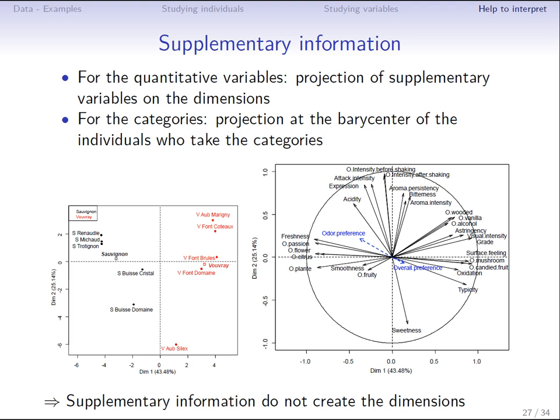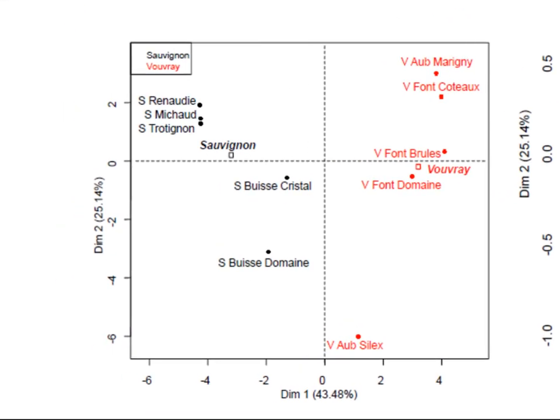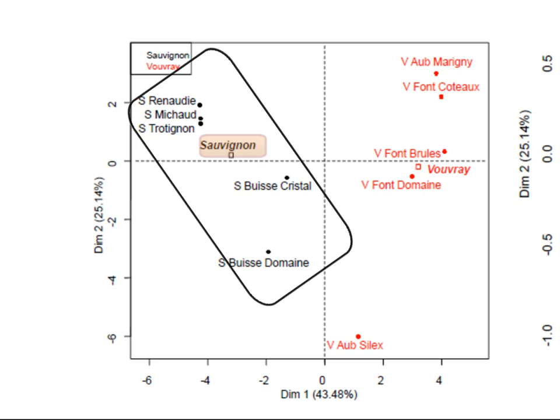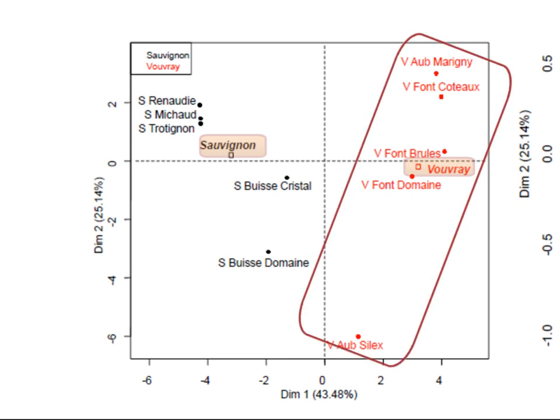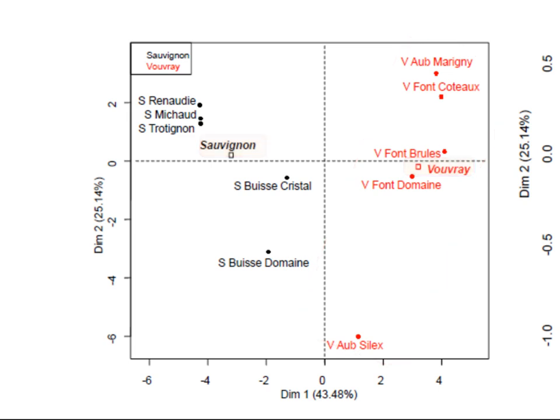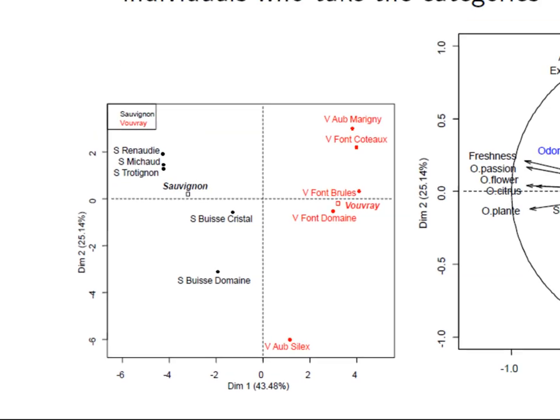For supplementary qualitative variables, we will project the center of gravity of individuals who take a category. For the variable label, which takes the two categories Sauvignon and Vouvray, I will put Sauvignon at the center of gravity of the 5 Sauvignon wines, and Vouvray at the center of gravity of the 5 Vouvray wines. Note that the qualitative variable is represented through its categories on the graph of the individuals, and not on the graph of the variables. If I had several qualitative variables, I would calculate the centers of gravity of each category of each qualitative variable.